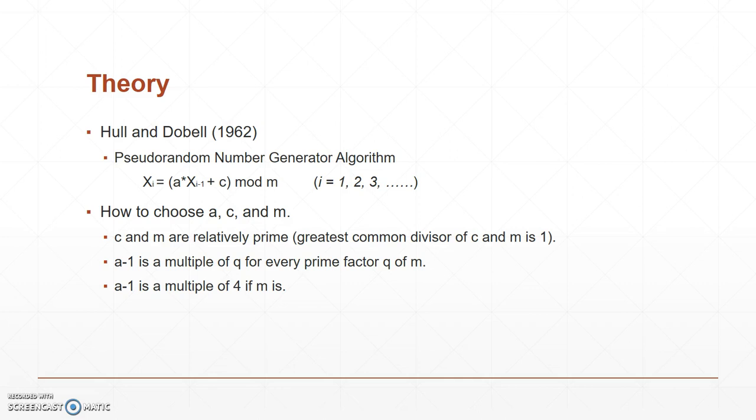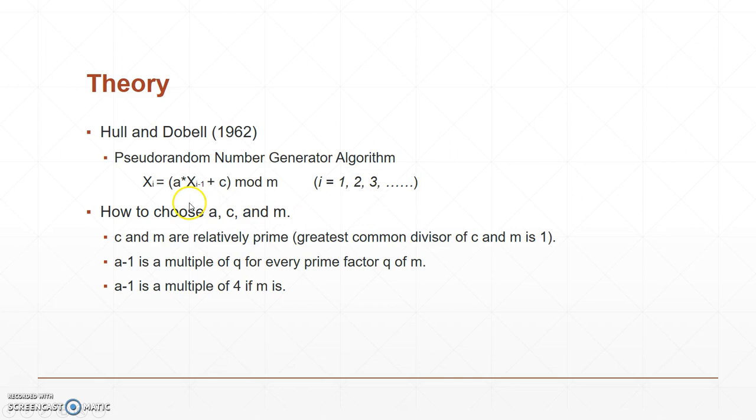Hall and Dobell in 1962 basically created a pseudo-random number generator algorithm. As you can see below, for your next random number, A, C, and M are predetermined, and it says A times X sub I minus 1, your previous, plus C, times mod M, and your I's are obviously 1, 2, 3, until you decide to stop.